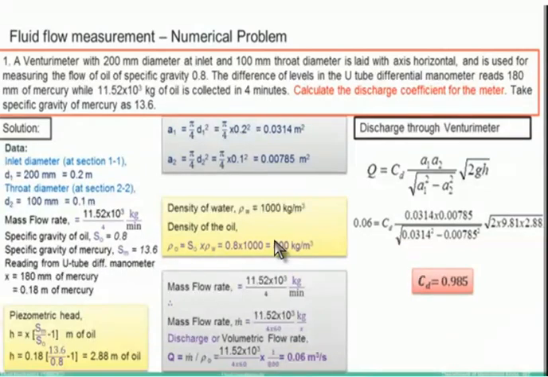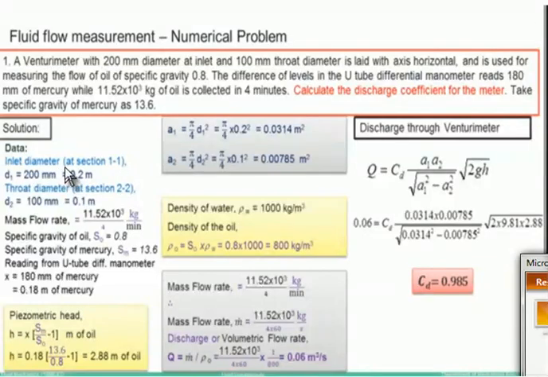So first write down the given data. What data has he given in the problem? First we have to write it. First you should know what a venturimeter is. It consists of three parts: first the convergent part, next the throat, and next the divergent part. If you know those parts, then you are able to write the diameters here.